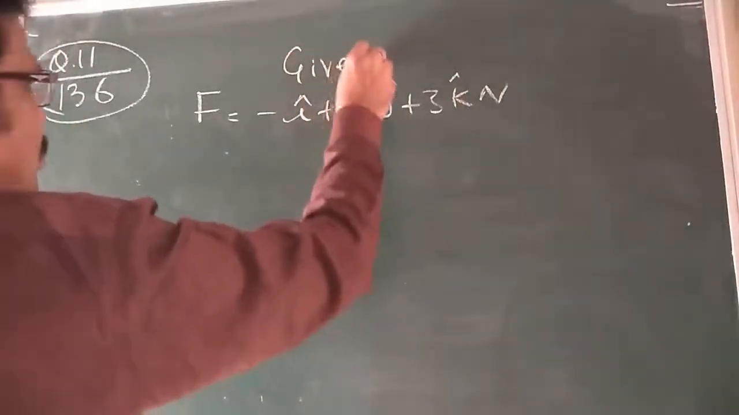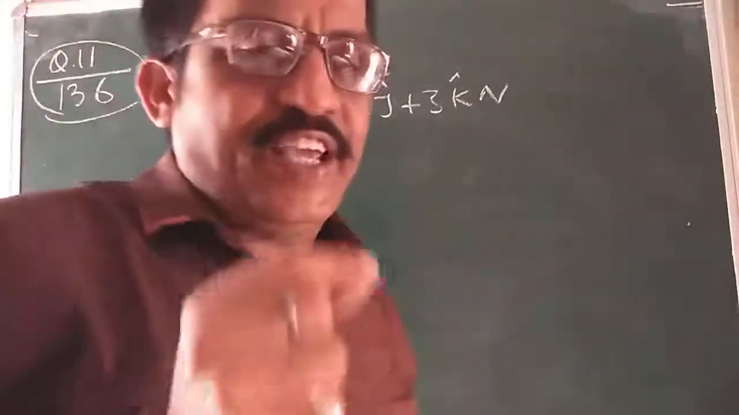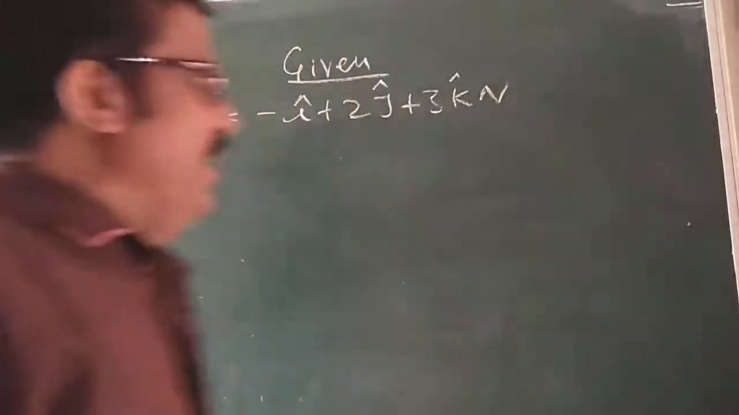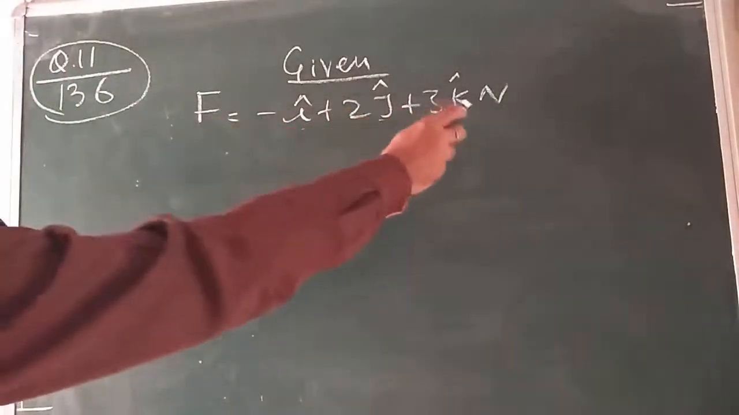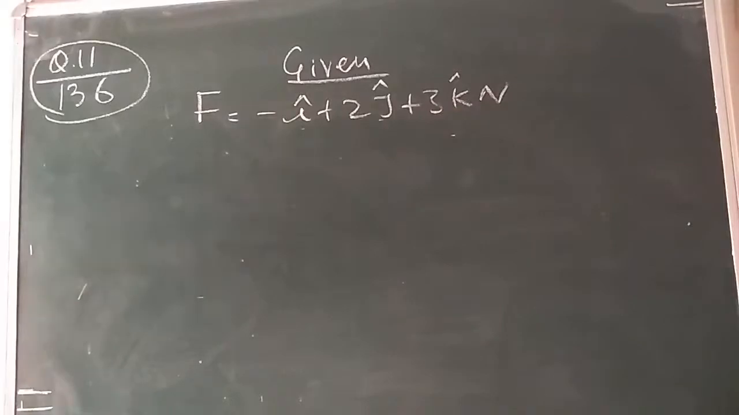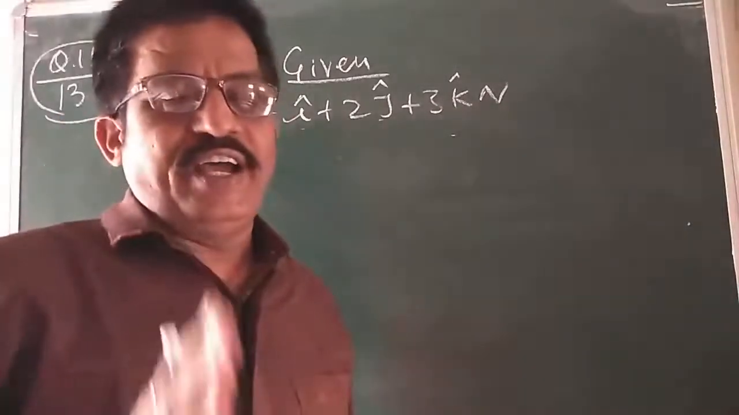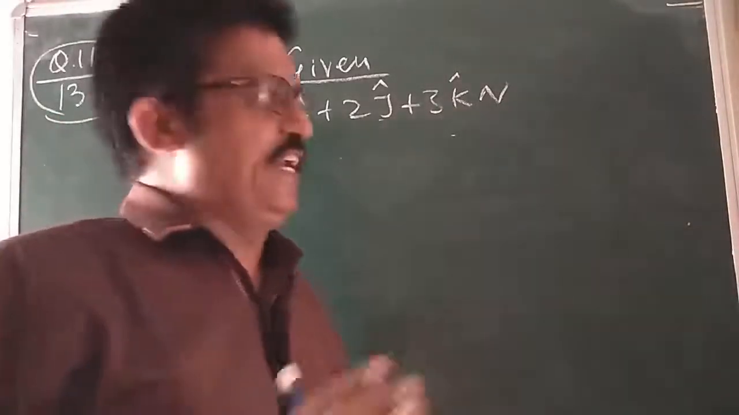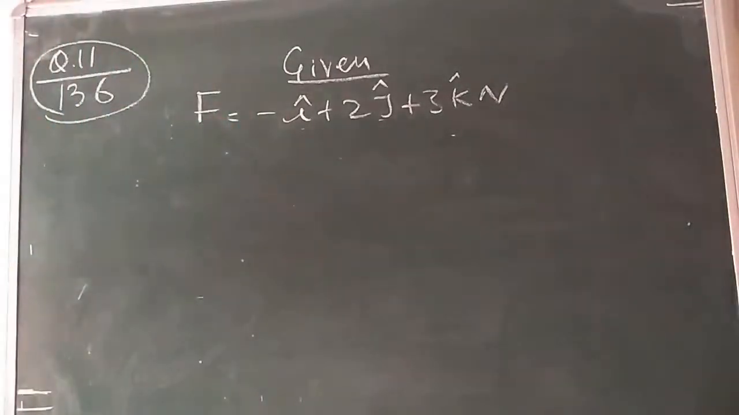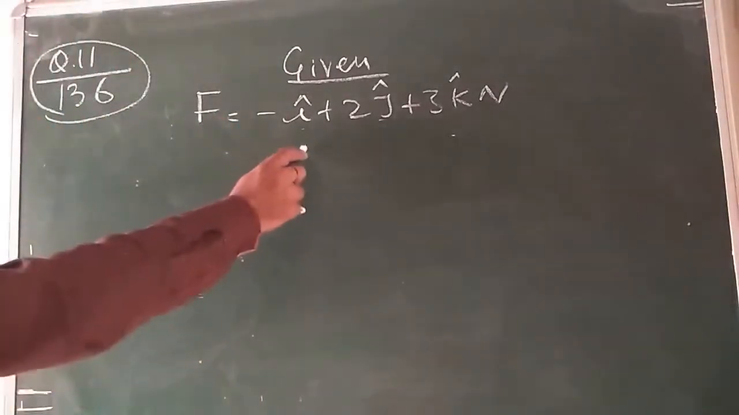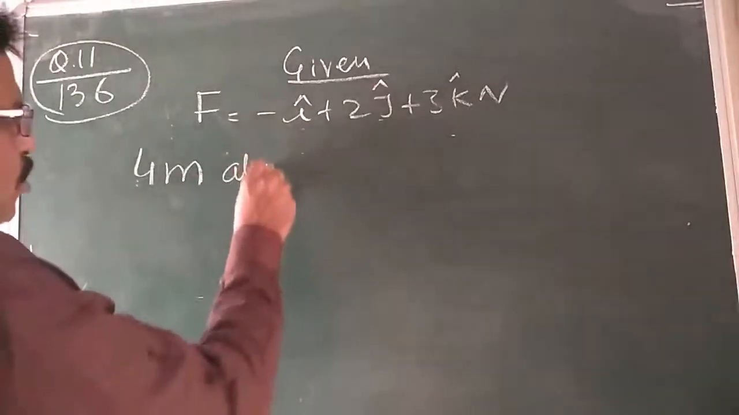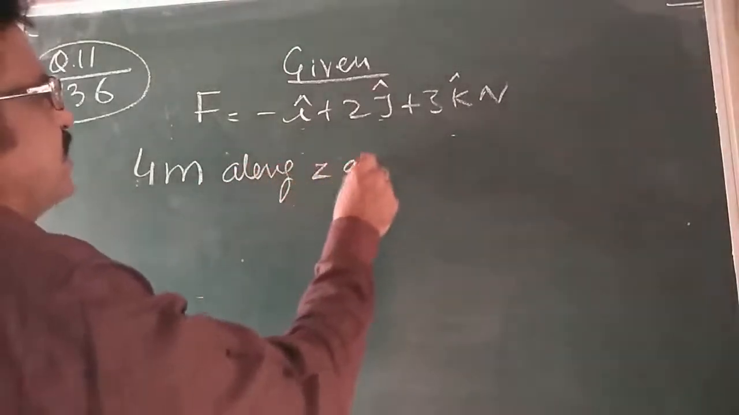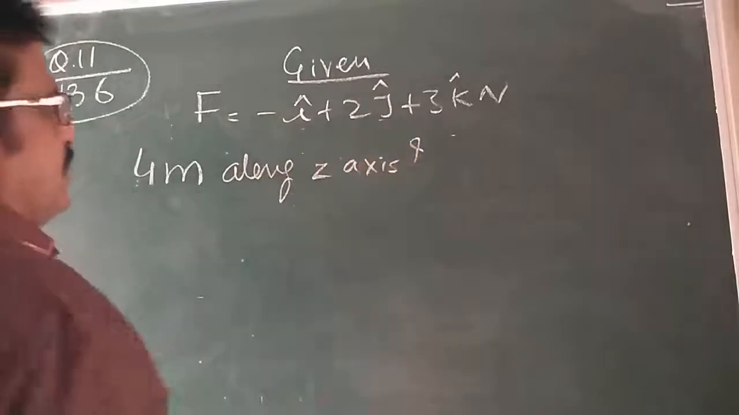First, how to do the numerical? Write the given things. You know very well, this is the force, where i, j and k are the unit vectors along the x-axis, y-axis and z-axis respectively. What is the work done by the force in moving the body a distance of 4 meter along the z-axis? The body is moving along the z-axis. So these are the things given.